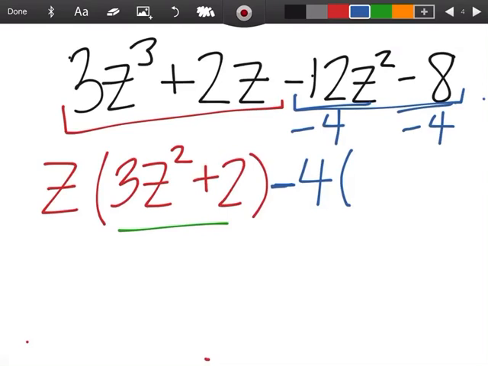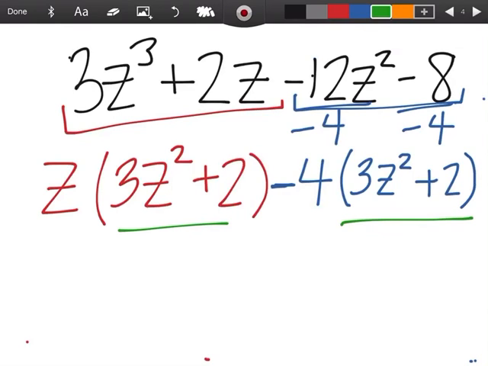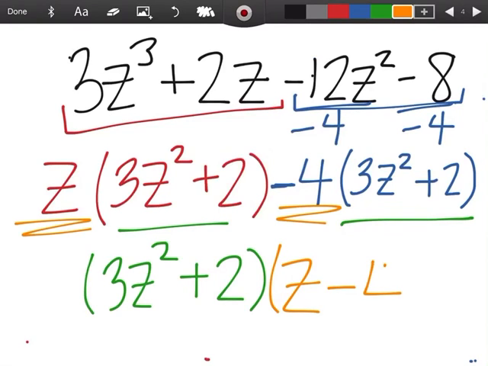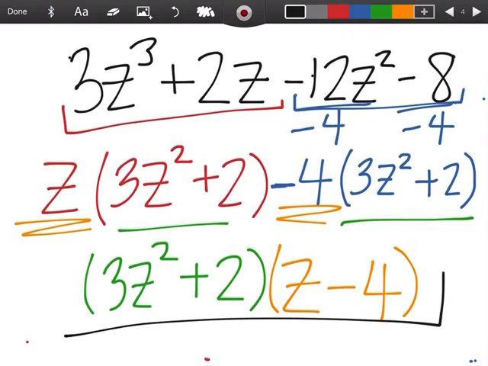Negative 12z squared divided by -4. The two negatives cancel out and I get 3z squared. And then positive 3z squared. And then -8 divided by -4 is positive 2. And so what's in the parentheses do match exactly. So I can write that quantity out front, 3z squared plus 2. And then in parentheses, I put the terms that are left over, which is the z minus 4. And this is the answer. And so if some of my terms are negative, that's because there was a negative in those parentheses somewhere.